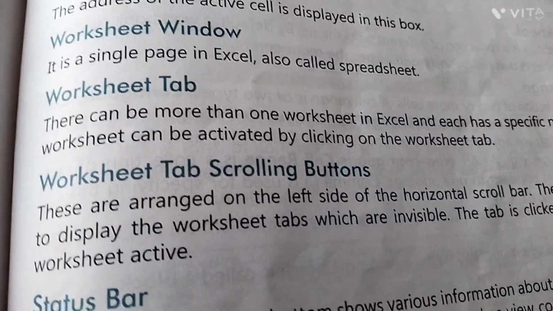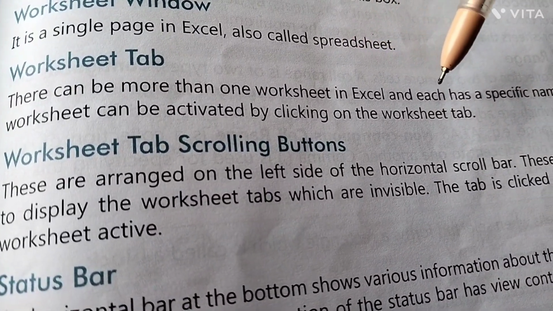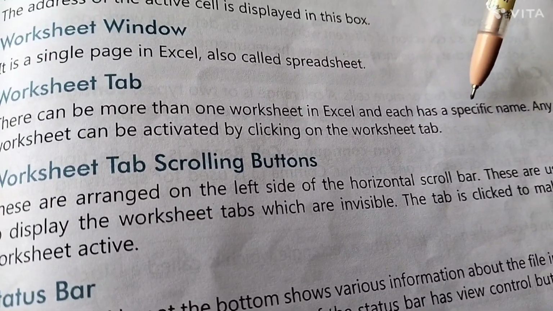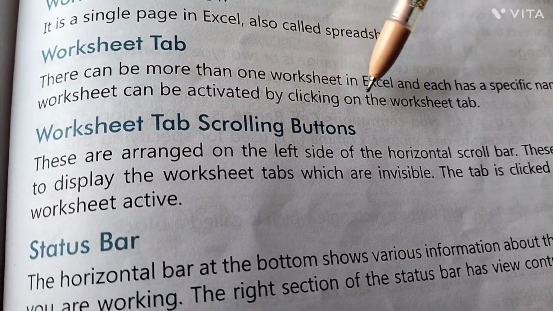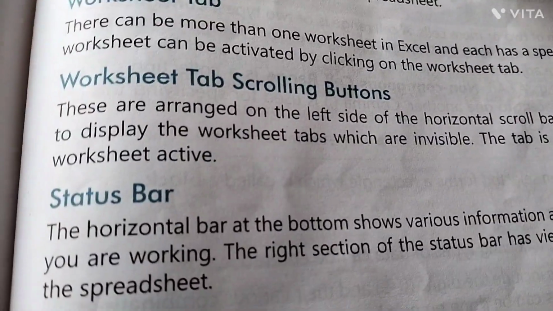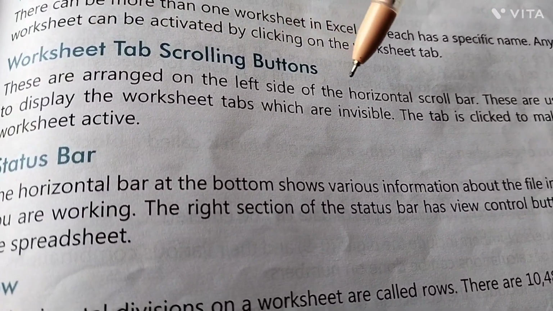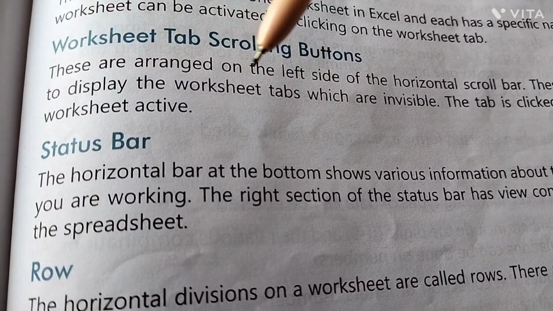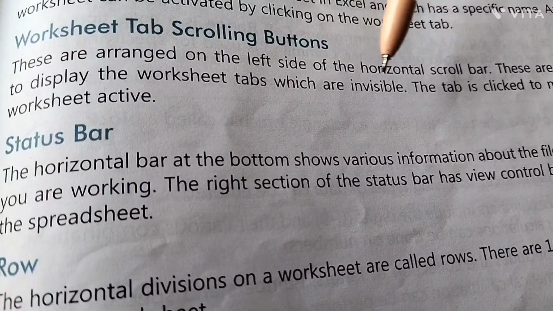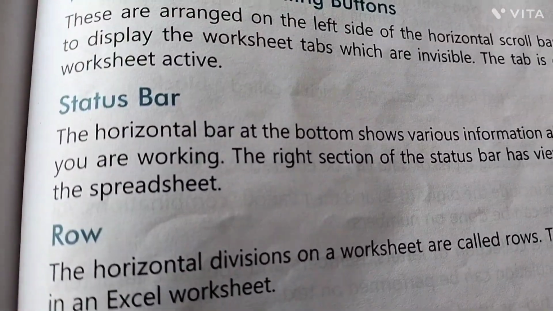Worksheet tab: there can be more than one worksheet in Excel and each has a specific name. Any worksheet can be activated by clicking on the worksheet tab. Worksheet tab scrolling buttons: these are arranged on the left side of the horizontal scroll bar. These are used to display the worksheet tabs which are invisible. The tab is clicked to make a worksheet active.